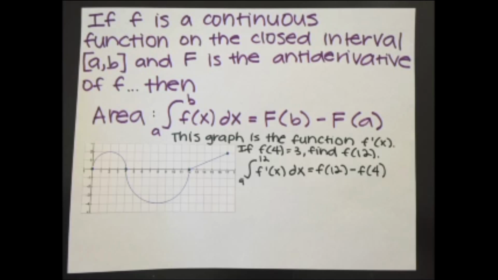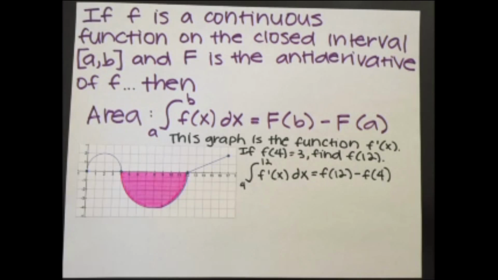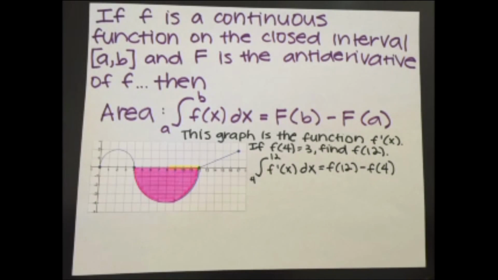You can set up an integral with the lower limit of 4 and an upper limit of 12 because those are the x values given to you. Then you're finding the antiderivative of the given derivative. According to the fundamental theorem of calculus, that integral is equal to the function value at 12 minus the function value at 4. In order to solve this problem, you must understand that the integral represents the area under the curve from 4 to 12, and in this case, that area is a semicircle.